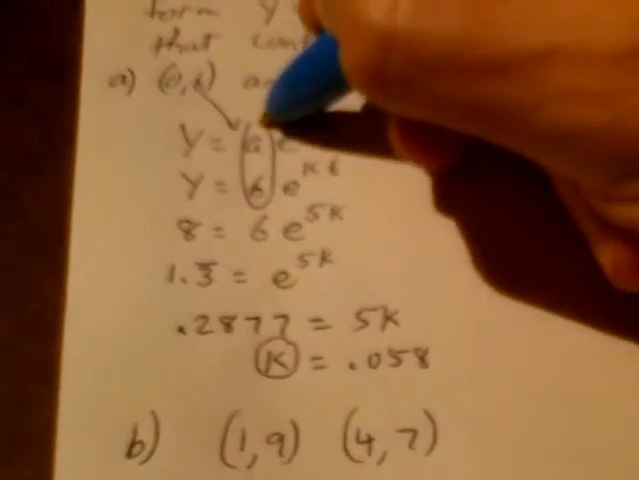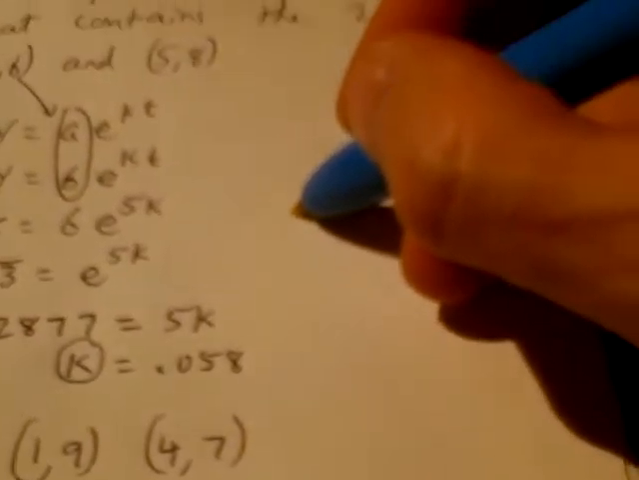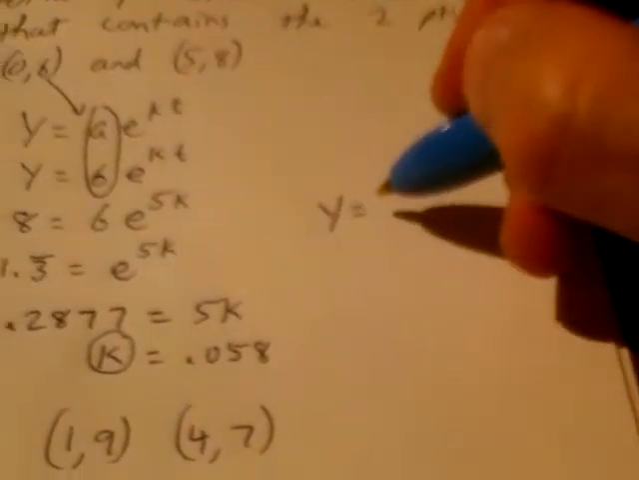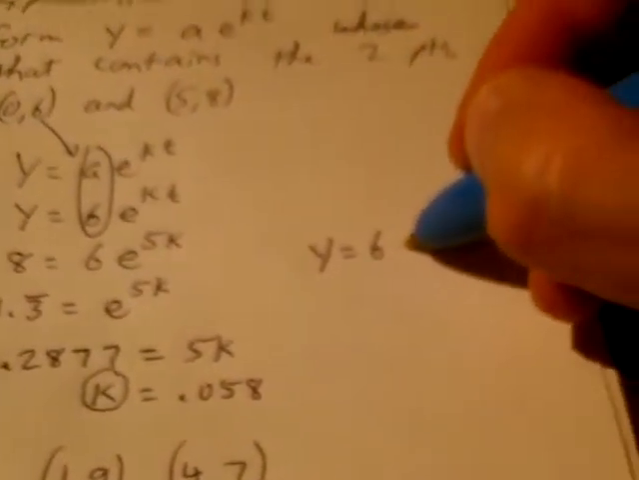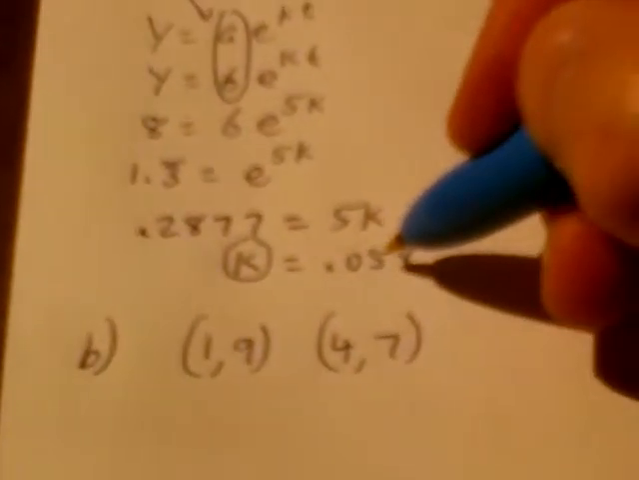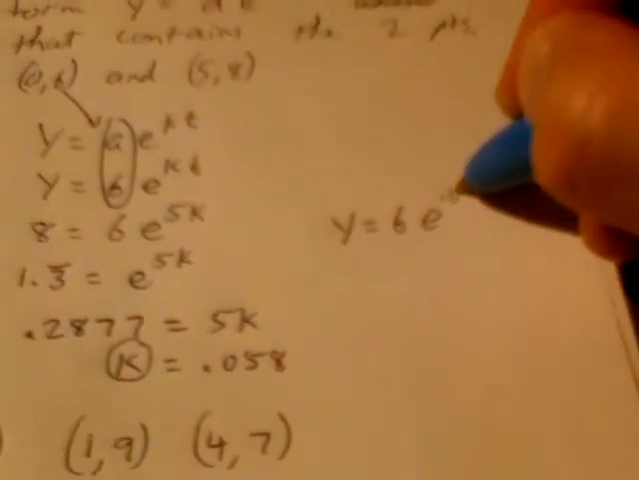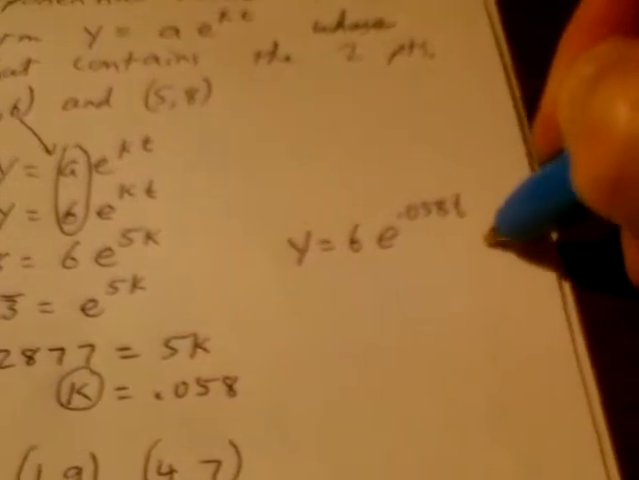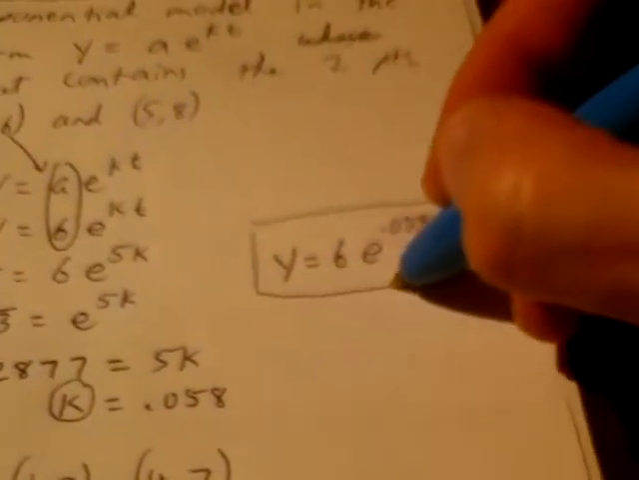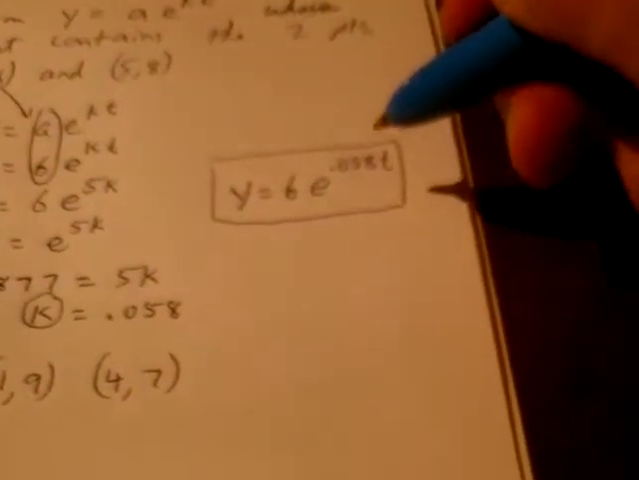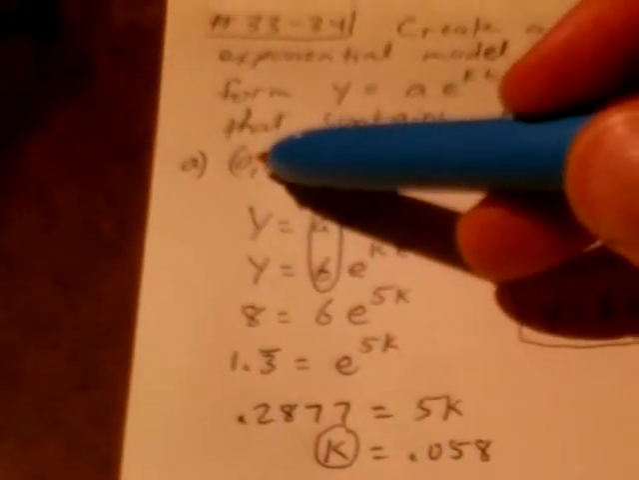So now here's the model, the final answer, which is y equals a, which is 6, e to the k, which we calculated to be 0.058, 0.058t. So that's how to create an exponential model if we have 2 points. And this was convenient because one of our points was the initial value.